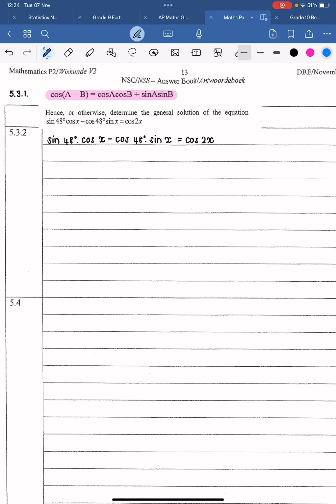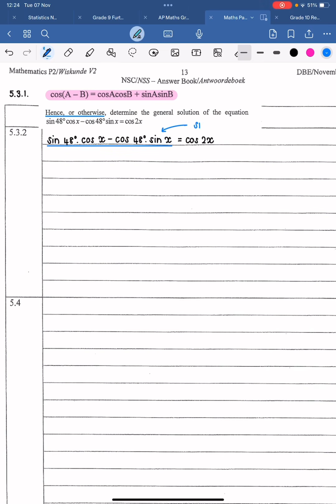I want to point out to you guys that they're saying hence or otherwise determine the general solution of this equation, which I've just rewritten. Now, guys, when they are saying hence or otherwise, that means that you can use this identity written up here, but you also don't have to. Now, hopefully you guys can recognize that this expression that we have on the left is a trig compound angle identity that has been expanded. It's actually the sine compound angle identity.